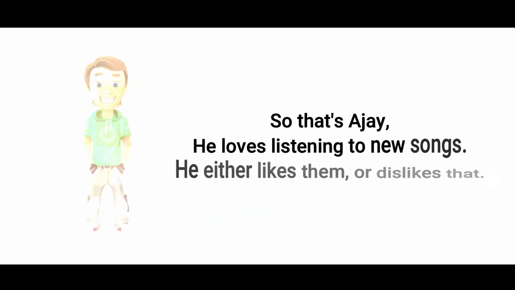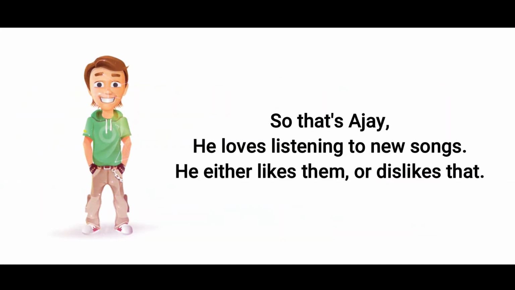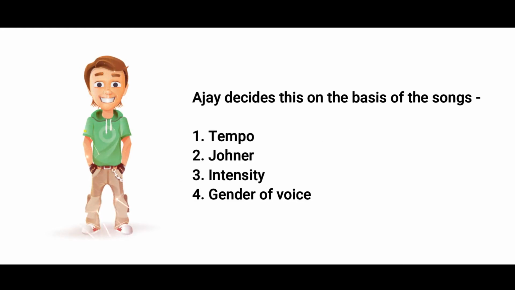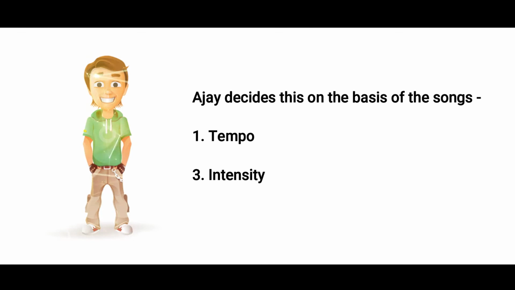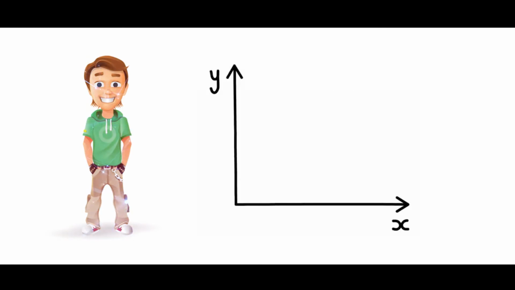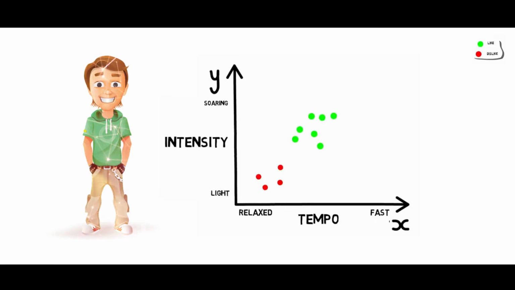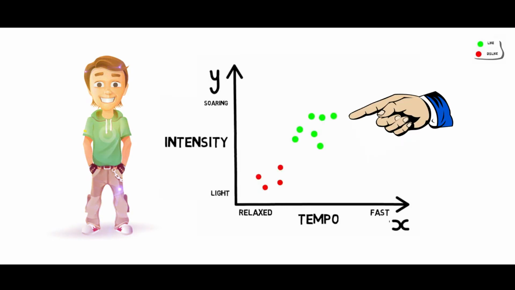So that's Ajay. He loves listening to old songs. He either likes them or dislikes them. Ajay decides this on the basis of a song's tempo, genre, intensity, and the gender of voice. For simplicity, let's just use tempo and intensity for now. So here, tempo is on the x-axis, ranging from relaxed to fast, whereas intensity is on the y-axis, ranging from light to soaring. We see that Ajay likes the songs with fast tempo and soaring intensity, while he dislikes a song with relaxed tempo and light intensity.